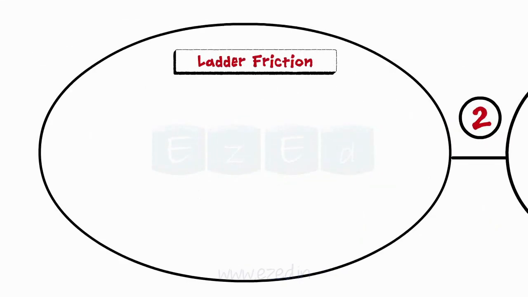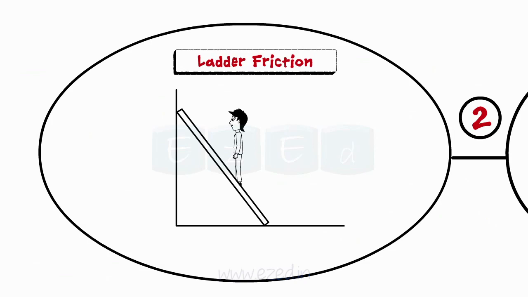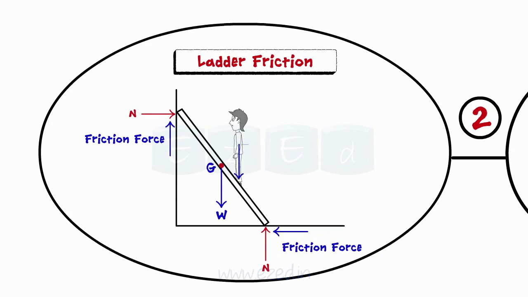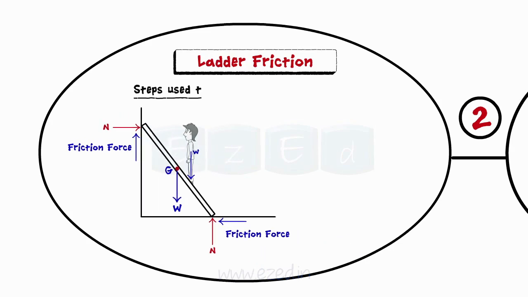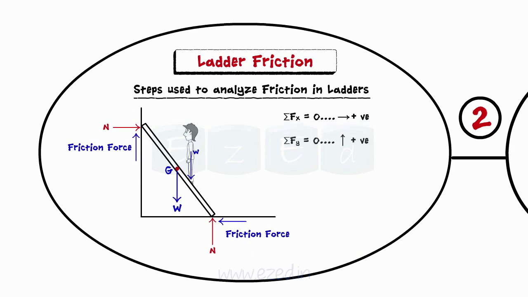Next, we learned about ladder friction. Then, we learned about the forces acting on the ladder, that is, the normal reactions and friction force at the wall and the floor contact points, the weight of the ladder, the weight of the person climbing on the ladder, and any other applied force. Then, we learned the steps involved in analysis of friction in ladders. These steps must be implemented very carefully to correctly analyze ladder friction.